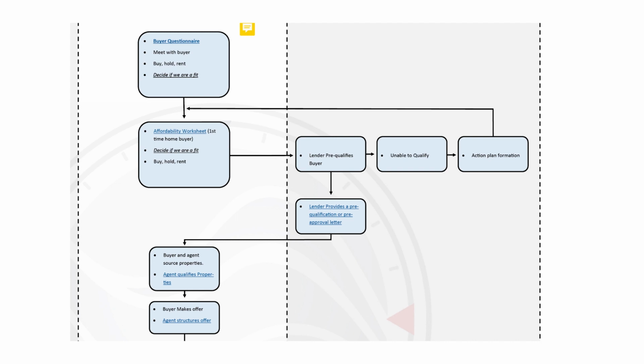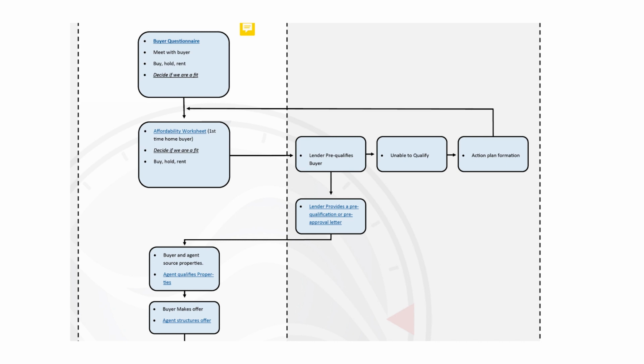Now, if they do qualify right off the bat, the lender is going to give a pre-approval letter. And it's very important that we have that pre-approval letter in hand prior to going out and searching. So the next step from there, and we have a pre-approval letter at this time. We've done our comprehensive buyer interview, so we know exactly what they're looking for.